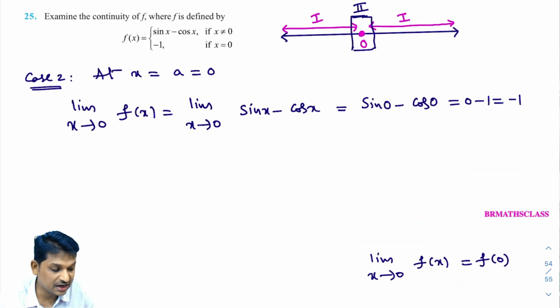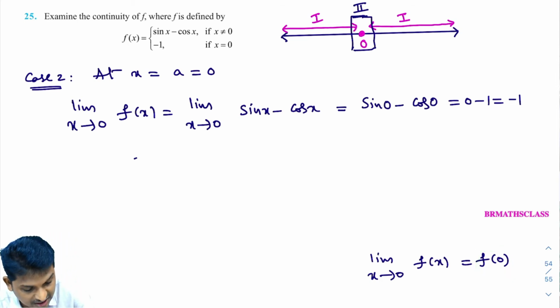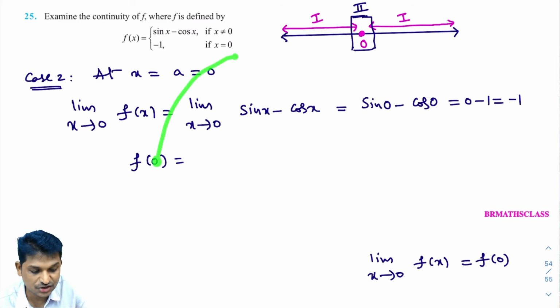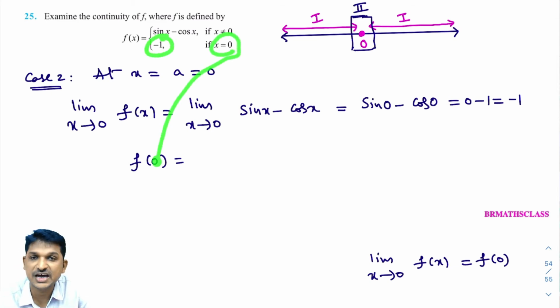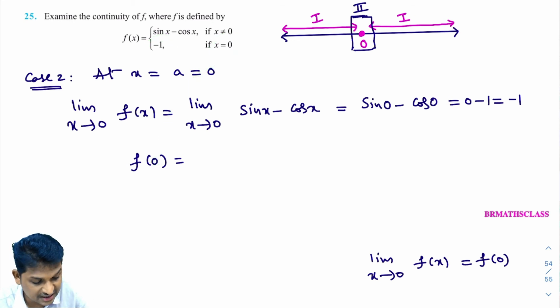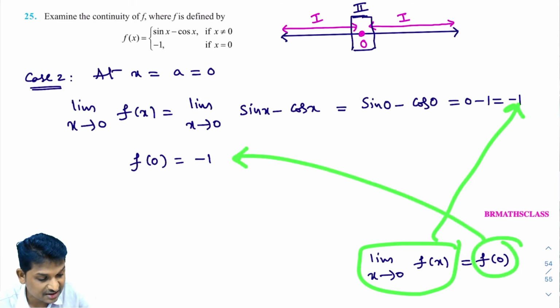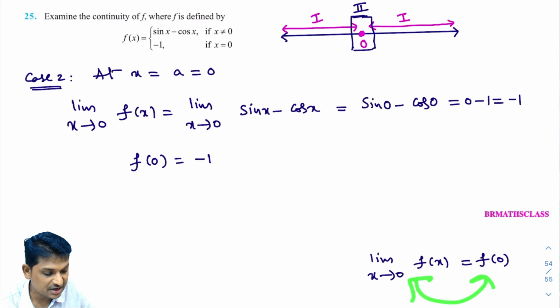Okay. Now I will calculate f of 0. To calculate f of 0, you need to know what function to choose. In place of x, 0 is there. That means x is 0. When x is 0, what is the function? It is directly given in the question. When x is 0, we need to choose the function minus 1. So f of 0 is minus 1. You observe here, this value is minus 1. This value is also minus 1. So I can say that these two values are equal.